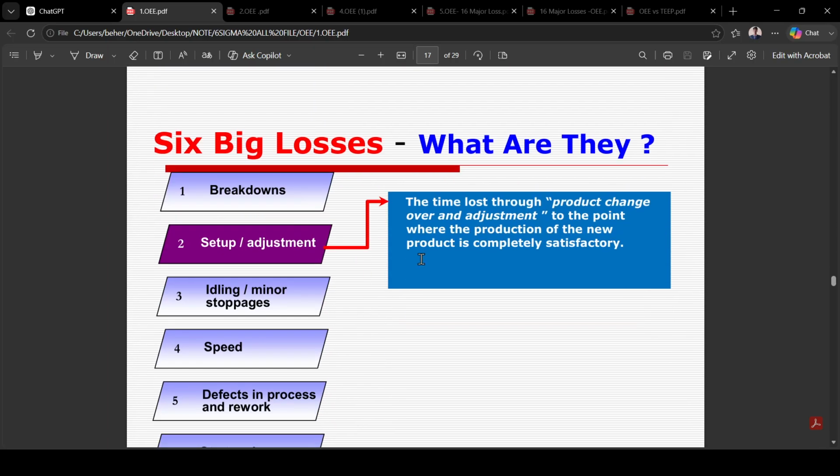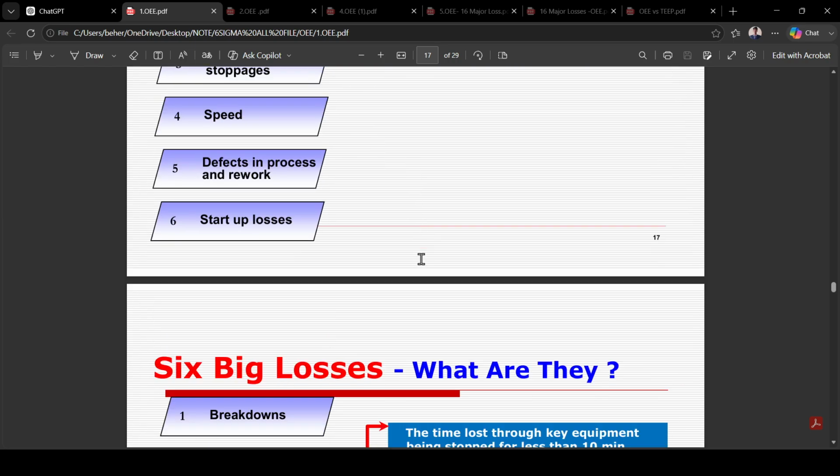Then the second one is the setup or adjustment. The time lost through product changeover and adjustment, to the point where the production of the new product is completely satisfactory. That is the setup or adjustment time.